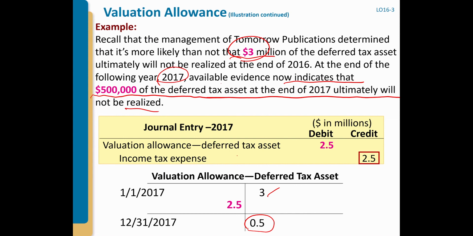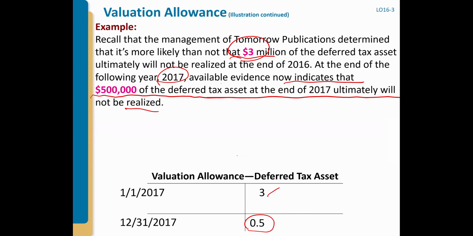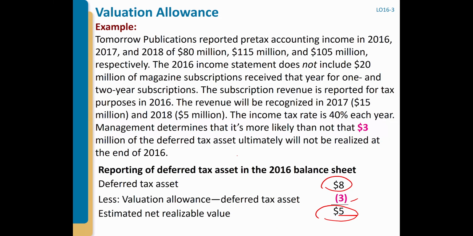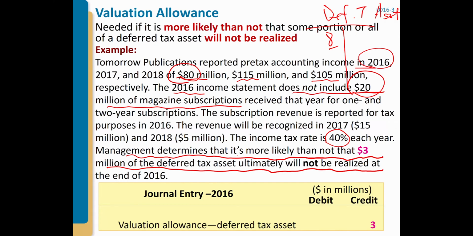Any other questions at this moment? I have a question from the previous slides: how did you get the 8 million asset? I put it here, right? Remember, how we get this 8 is because we have this 20. 20 is the difference, the future deductible amount, and 20 times 40%, that's how we got the 8. Oh, okay. All right, got it.